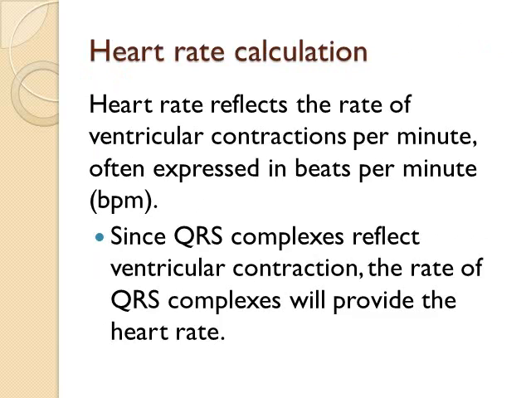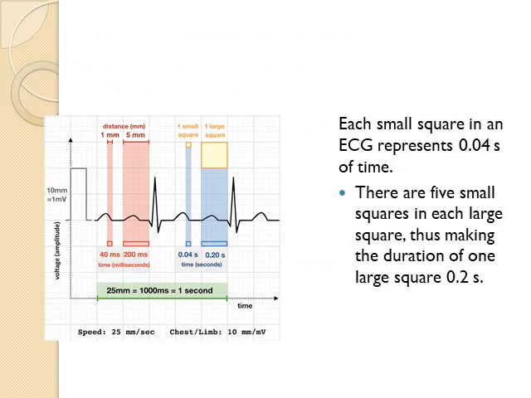And heart rate calculation. Heart rate reflects the rate of ventricular contractions per minute and is often expressed in beats per minute. Since QRS complexes reflect ventricular contraction, the rate of QRS complexes will provide the heart rate. Each small square in an ECG represents 0.04 seconds of time or 40 milliseconds. There are 5 small squares in each large box, thus making the duration of one large square 0.2 seconds or 200 milliseconds.